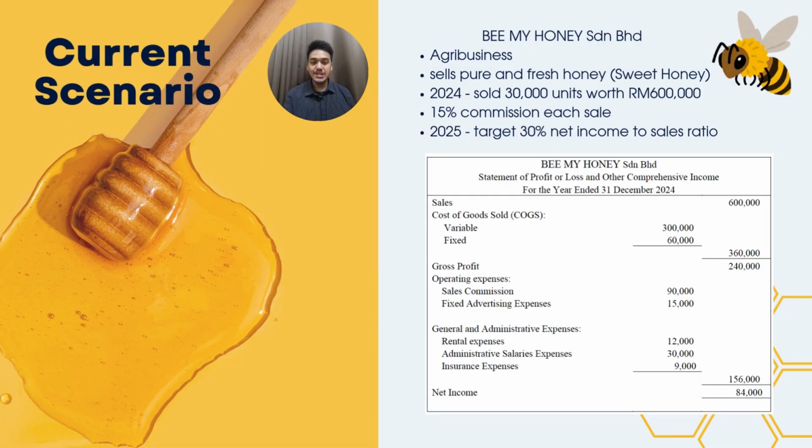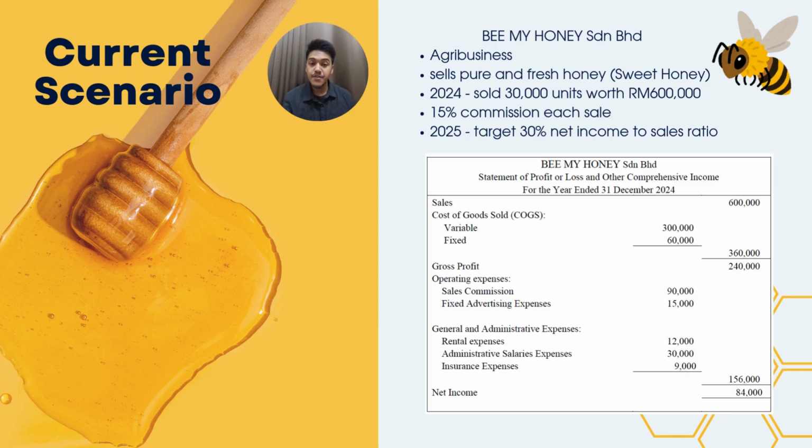Let's dive into the current scenario of the business. Be My Honey Sendirian Berhad is an agribusiness specializing in pure and fresh honey products branded as Sweet Honey. In 2024, the company sold 30,000 units, generating 600,000 ringgit in sales. The sales agents who market the product receive a 15% commission on each sale.